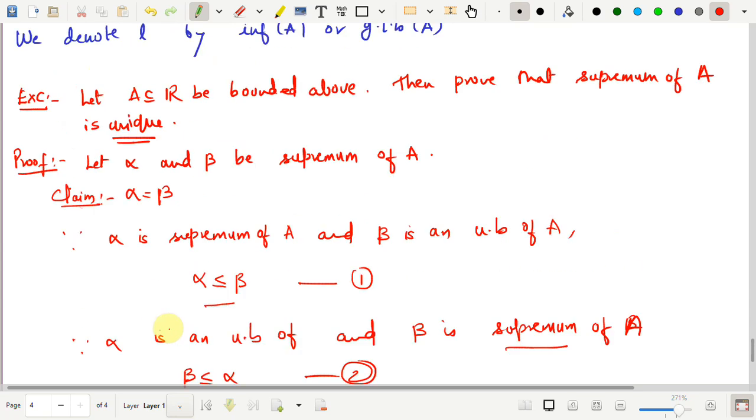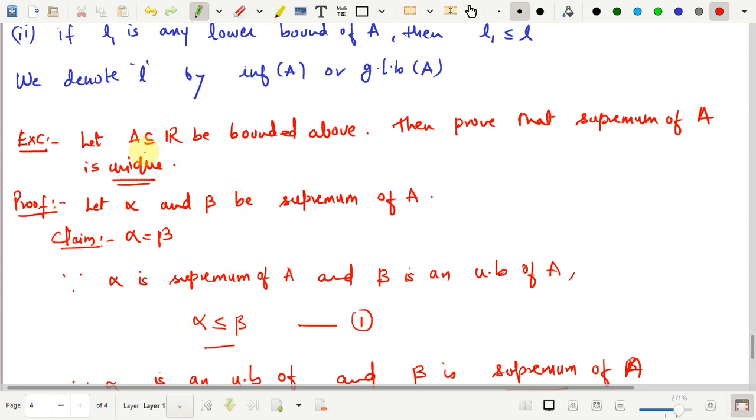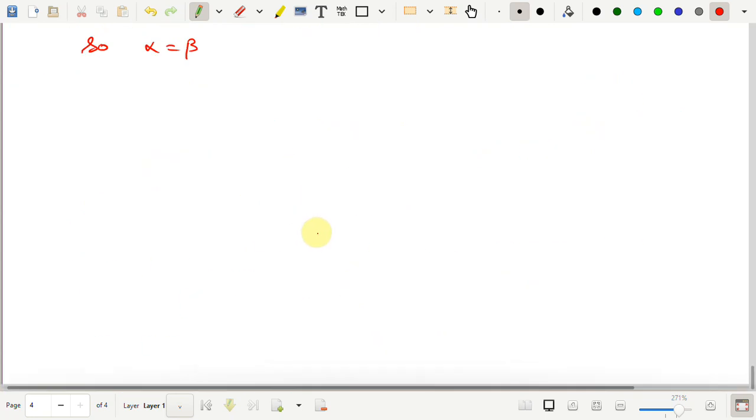Okay, in a similar way you show that if A is bounded below, then prove that the infimum of this set is also unique. So that I would leave it as an exercise.